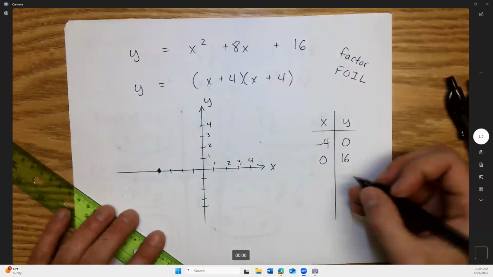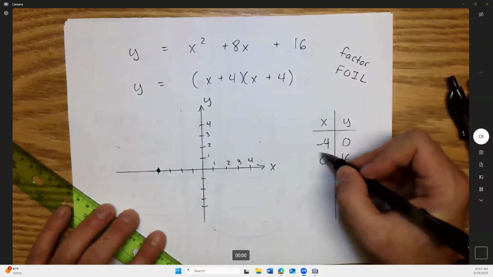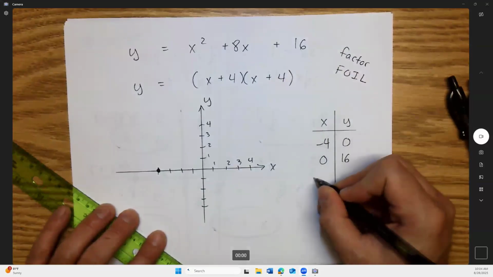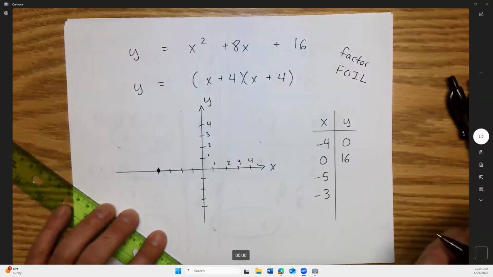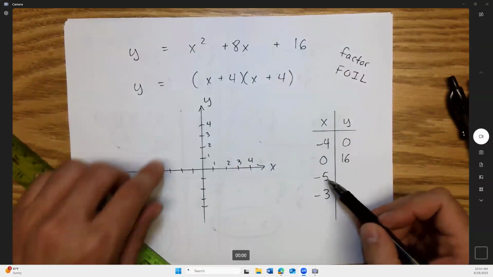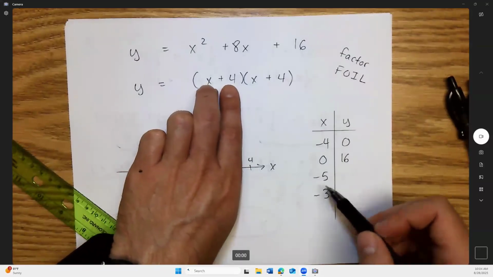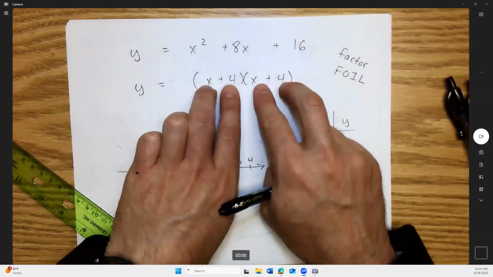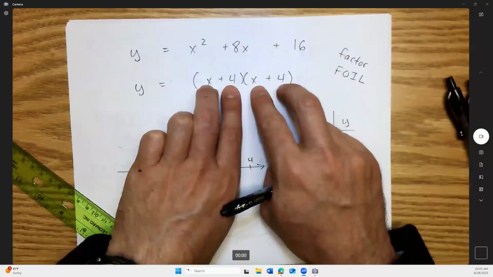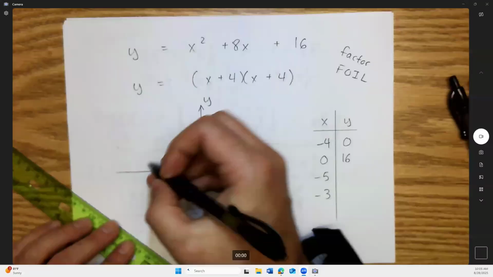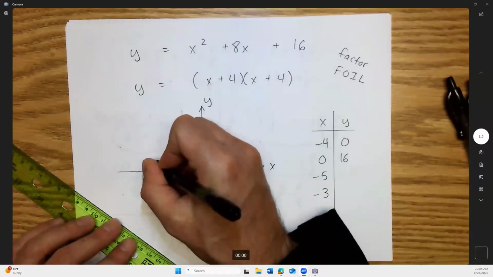So let's try some other points. What if I plug in some points around this -4? Like, how about -5 or -3? I could try those, right? Let's try -5. What if I plug in -5 here? What does this work out to? -1, and this would also be -1. What is -1 times -1? 1. So -5, 1. That's a point.